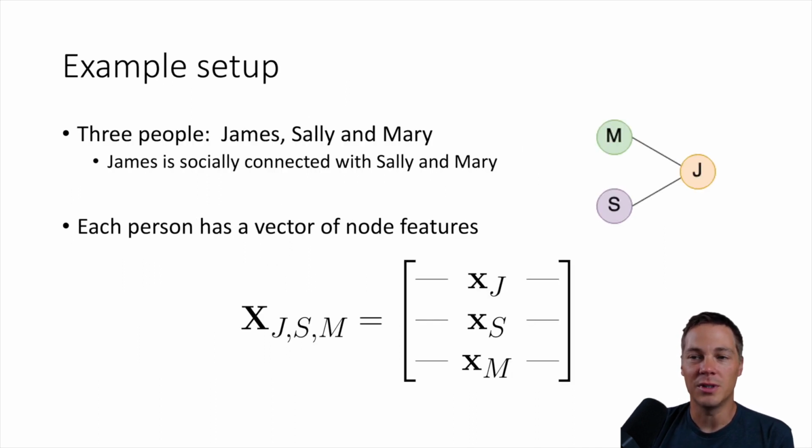So before digging deeper into these concepts, I want to have a kind of concrete example that we can keep referring to. So I just have this simple graph of 3 people, James, Mary, and Sally, and this kind of social connection where James is connected to these 2 people. And we'll say that each person has a vector of features. So maybe it's their age and height, as we previously used. So we just have a vector representing James, Sally, and Mary, where the index here is their name. And this also indicates the order here. So JSM means James is first, Sally's second, and Mary's third.